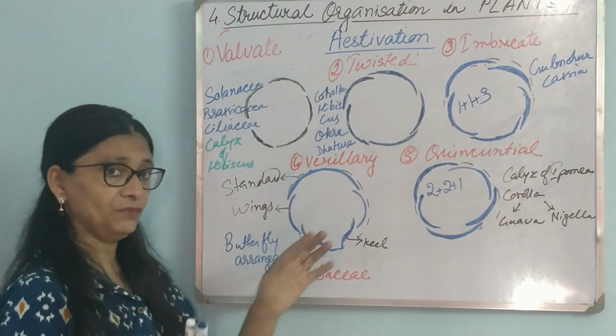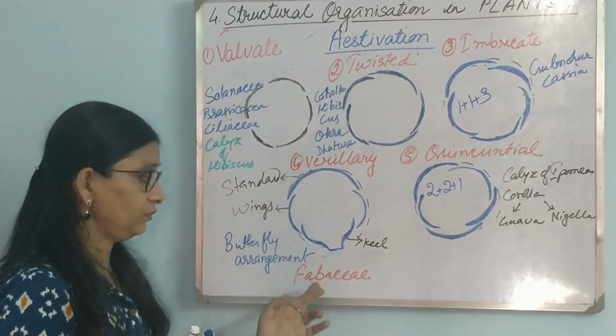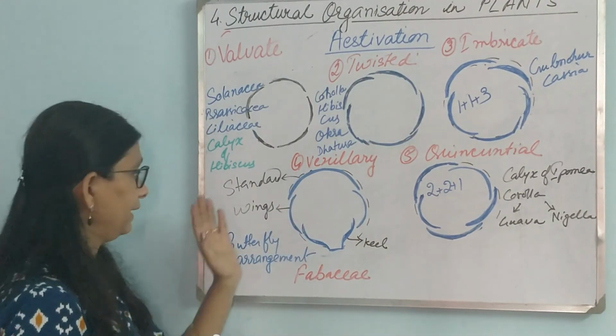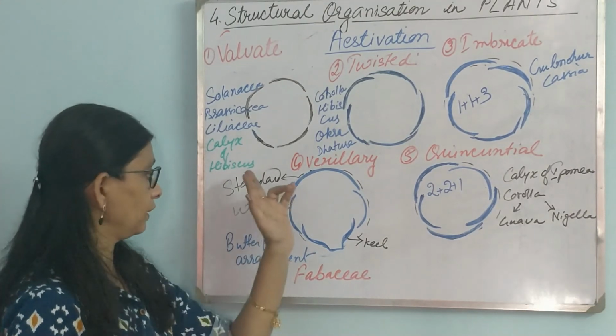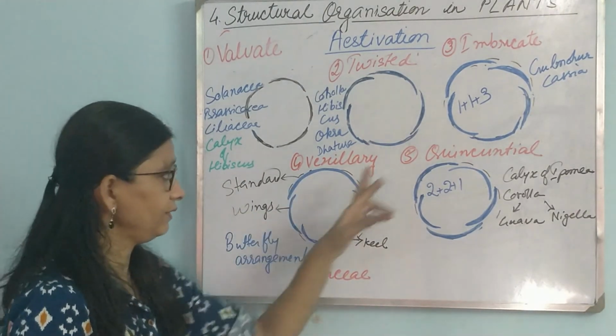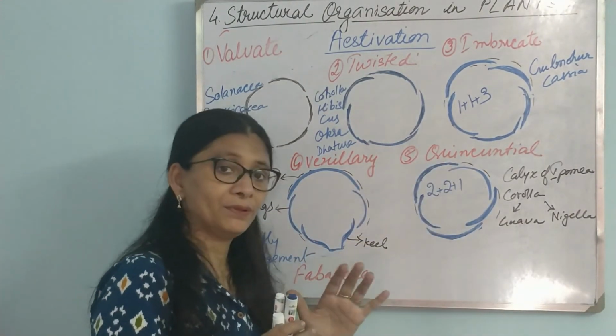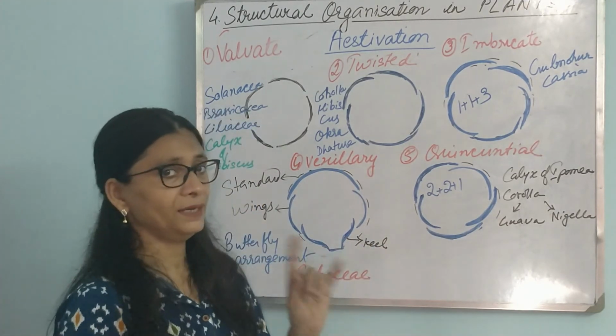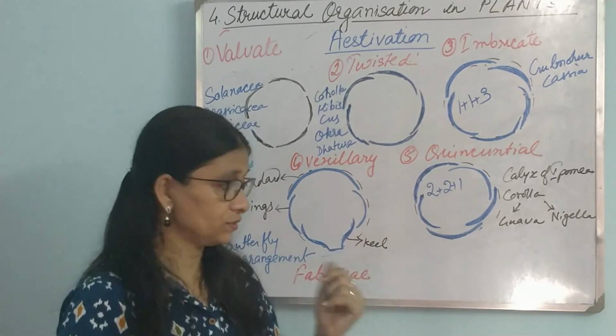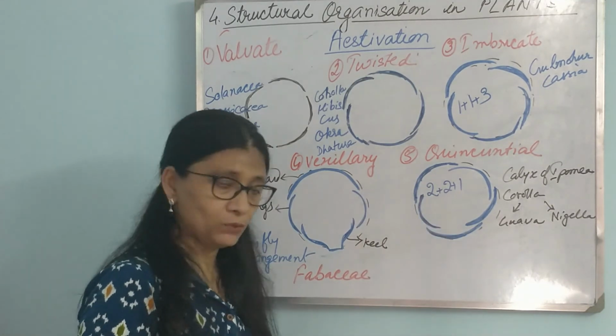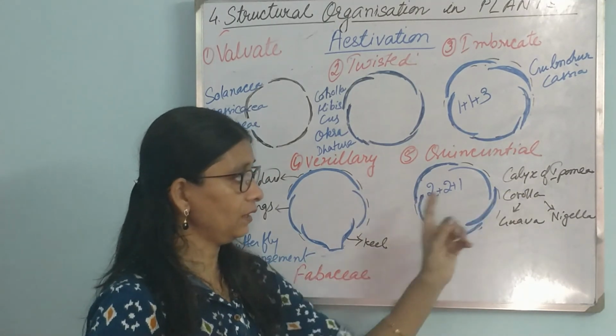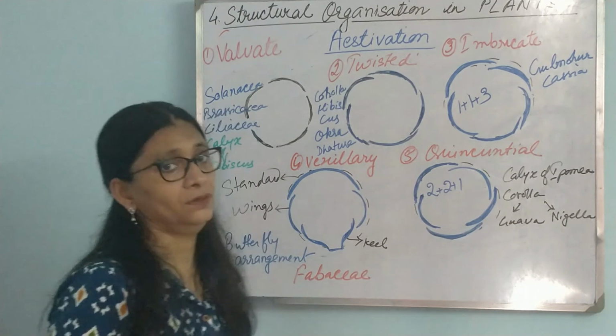Then we have vexillary, which is butterfly kind, and it's a feature of the Fabaceae family. And here we have 3 kinds of petals, which are known as standard, wings and keel. Then we have quincuncial, in which 2 members are totally outside, 2 members are totally inside, and one member is inside and outside. The arrangement is known as 2+2+1, and it is found in calyx of Ipomoea, corolla of guava, nigella.